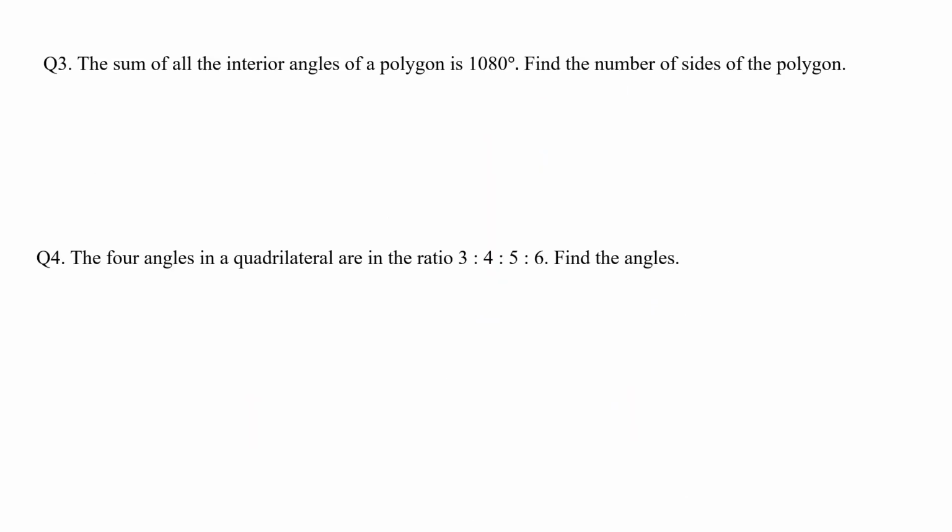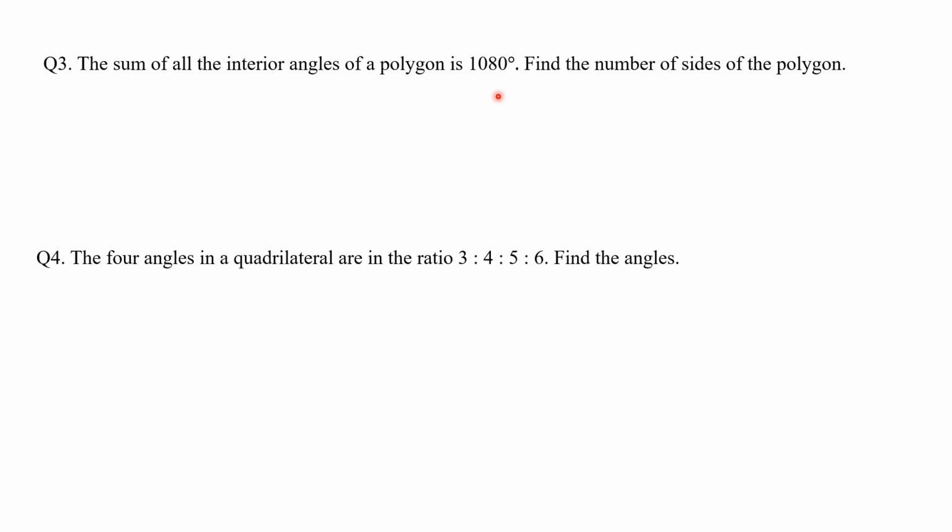Now we will see question number 3. Question 3 says that the sum of all the interior angles of a polygon is 1080 degree. You have to find the number of sides of the polygon.